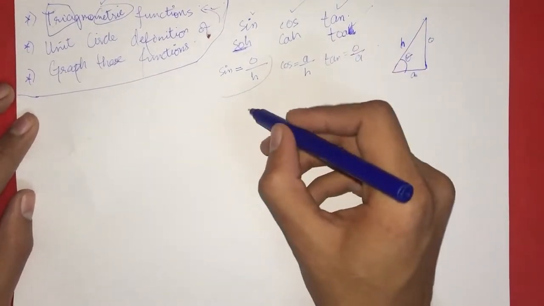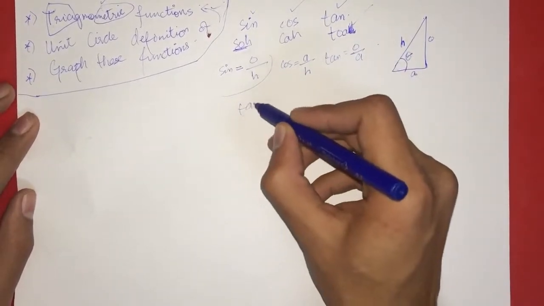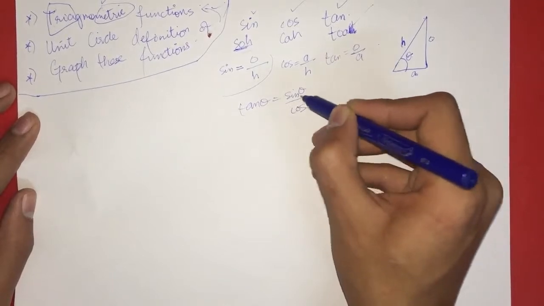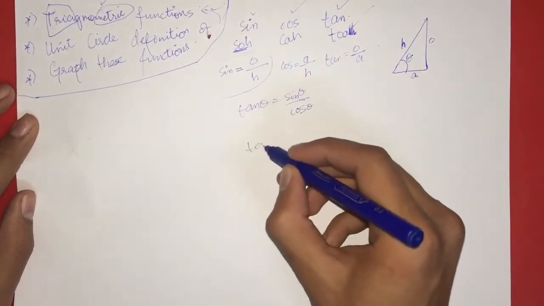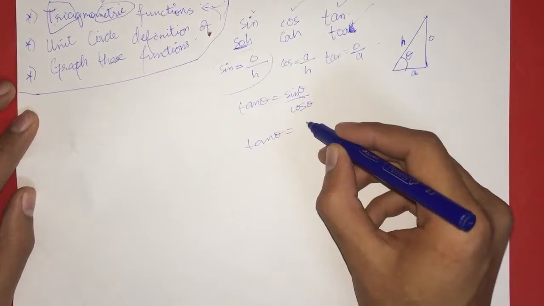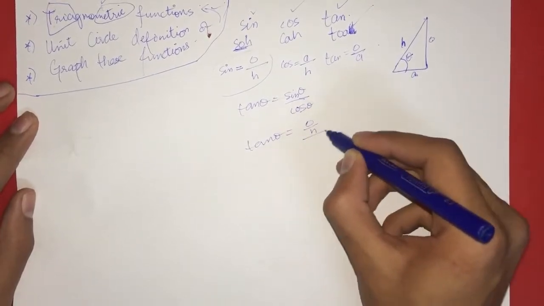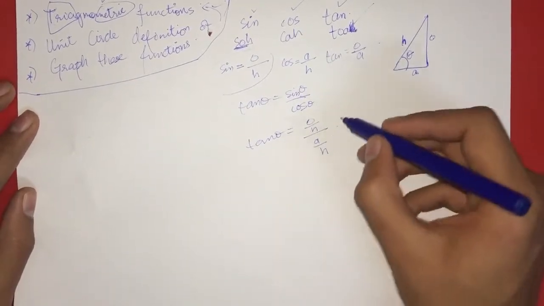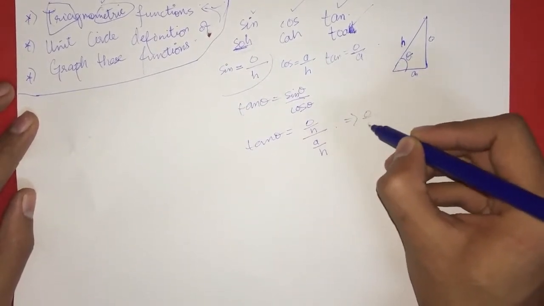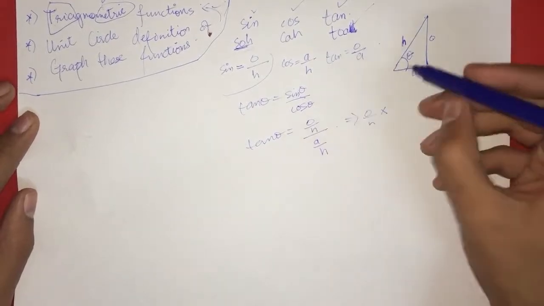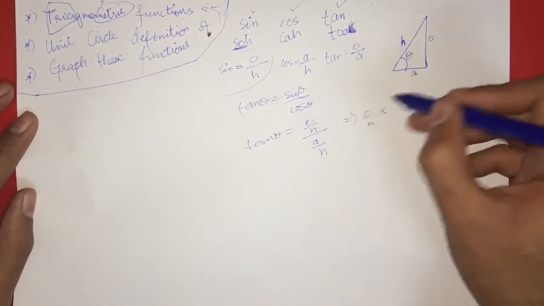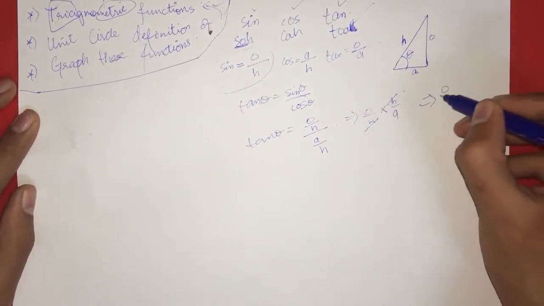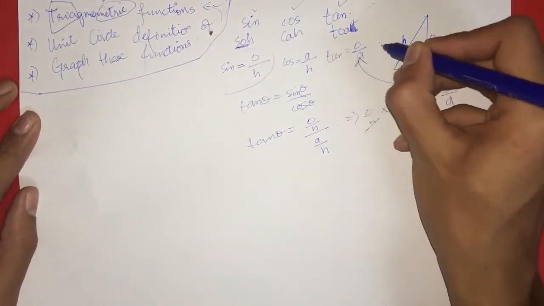Or tangent theta is also equal to sine theta divided by cos theta. So if you write tangent theta equals o by h divided by a by h, what is that going to give you? This implies o by h times, the terms are going to reverse, h by a. So h is going to cancel out, and it's going to give you o by a, which is right here.